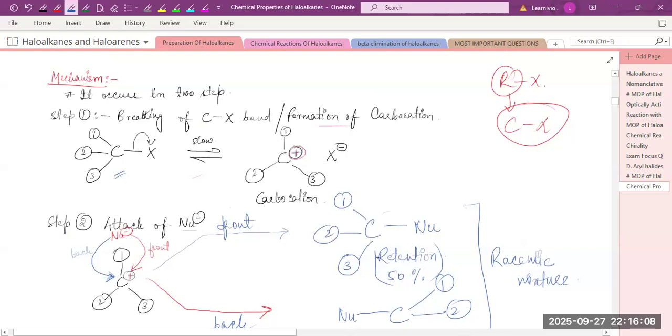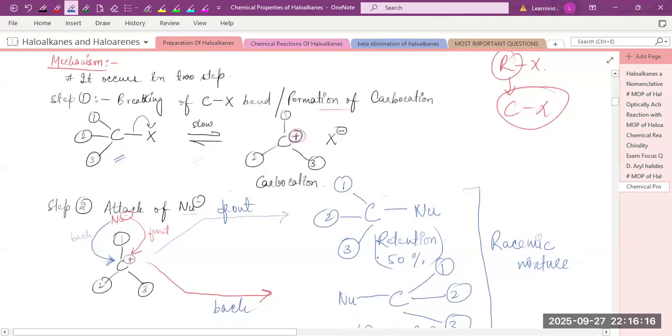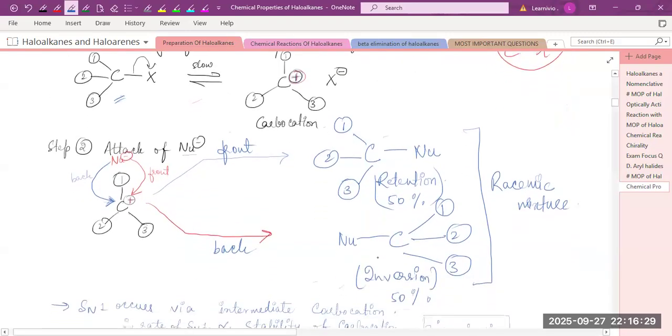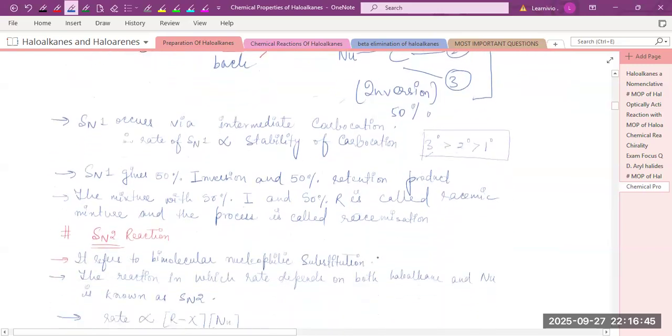That's the mechanism of the SN1 reaction, which occurs in two steps. First step, formation of carbocation, or the breaking of CX. Second step, once the carbocation is formed, the nucleophile can attack either from the front side or from the back side. When the nucleophile attacks from the front side, you will get the retention product, 50% retention product. And when the nucleophile attacks from the back side, you will get a 50% inversion product. And the 50-50 mixture of these two, this is known as racemic mixture. Racemic mixture.